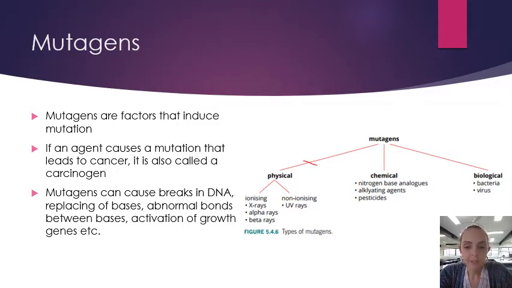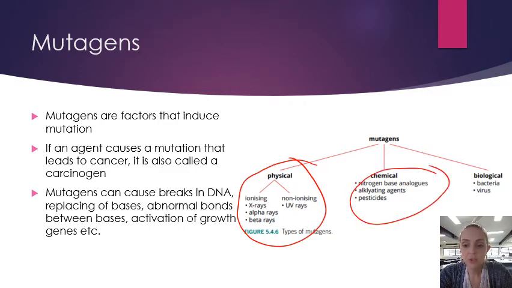So we can have physical mutagens, so that's our radiation, so things like X-rays, alpha and beta rays, and our UV rays. We can have chemical exposure, so these are often things like industrial chemicals and pesticides, and they've recently come out as a carcinogen. And then we can also have biological mutagens, which we don't really think about, which is our bacteria and viruses influencing your DNA.